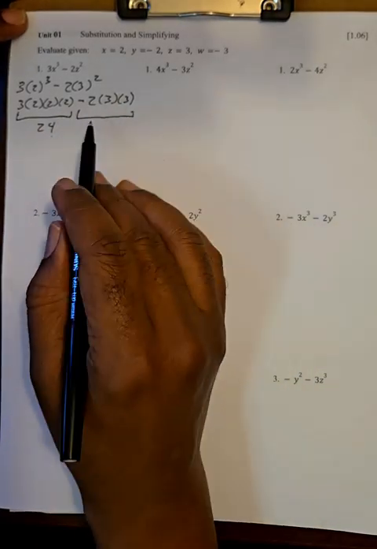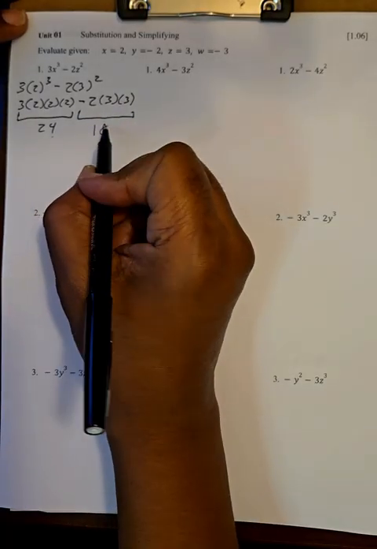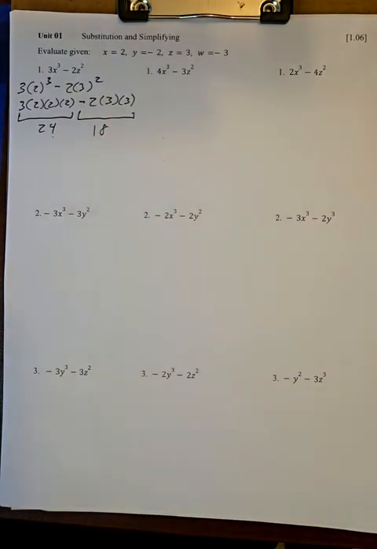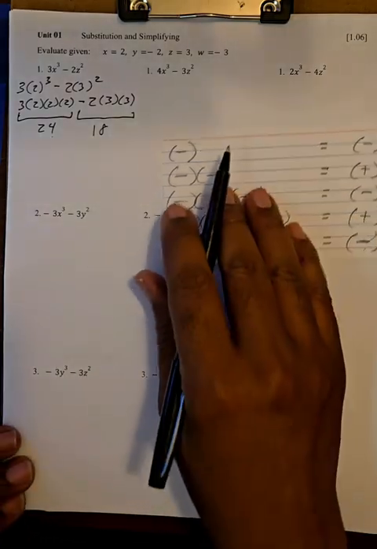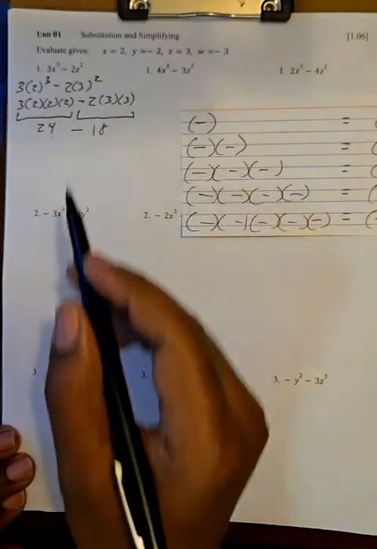Over here, we have a 2 times 3 times 3, which is basically 2 times 9, which is 18. And we see that we have one negative. Well, when you have one negative in a product, the final answer will be negative. So it'll be negative 18.